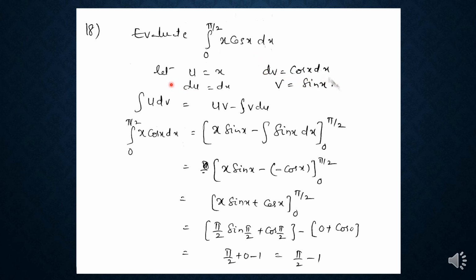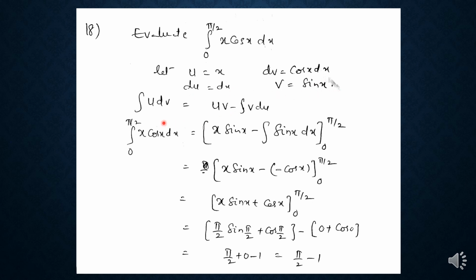So let u is equal to x, then find du. du by dx is equal to 1, that is du is equal to dx. Now the second function is dv is equal to cos x dx. From this, v can be obtained by integrating cos x dx. v is equal to integral cos x dx is equal to sin x. Thus we got the du value and v.